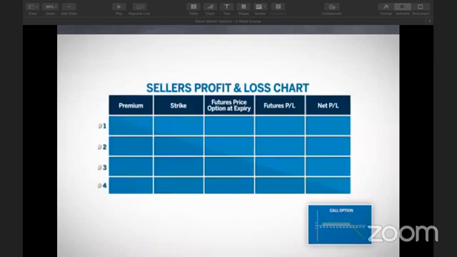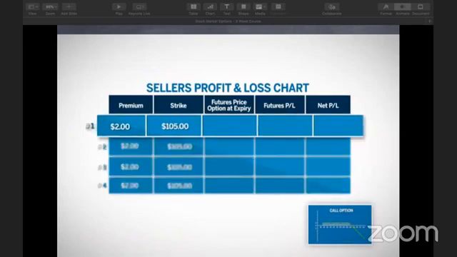You sold the option and collected $2 in premium. For each scenario, the premium column will be $2, and the strike price is 105. This is the price at which you are obligated to sell the futures contract if you are assigned. In scenario number 1, the futures price at option expiry is 112. This option will be in the money and you would be assigned. You will sell the future for 105, creating an instantaneous $7 loss on the future. You collected $2 in premium and lost $7 on the future, so your net loss will be $5.